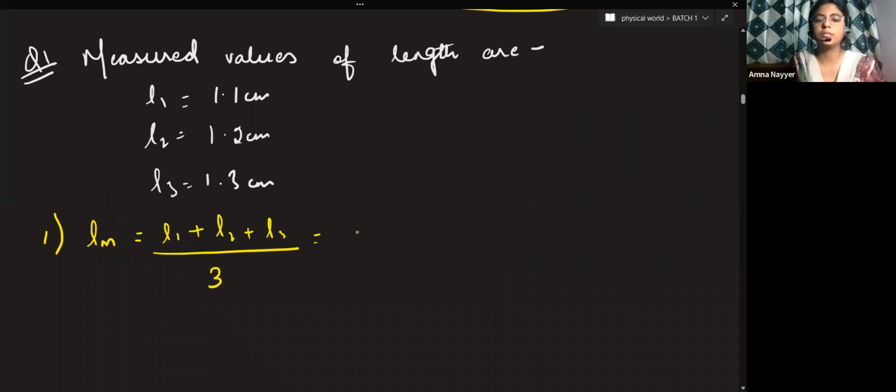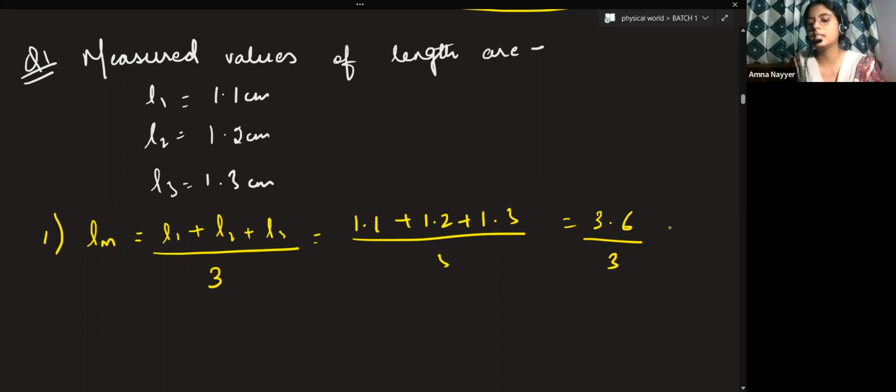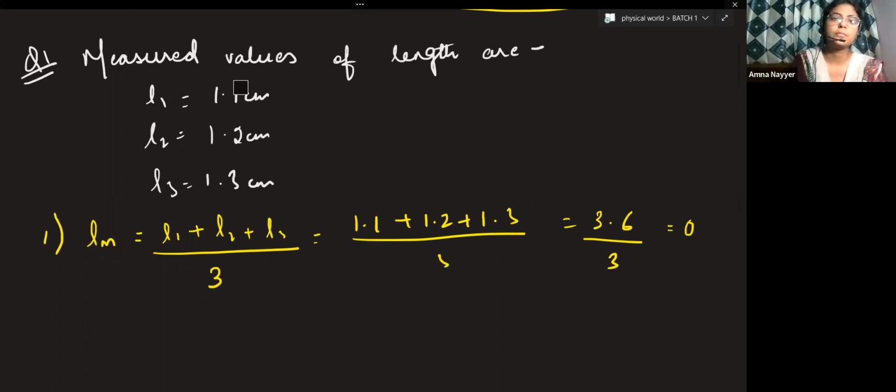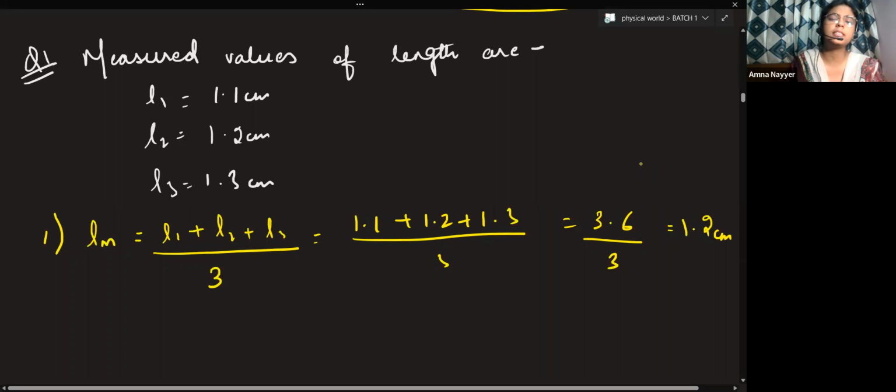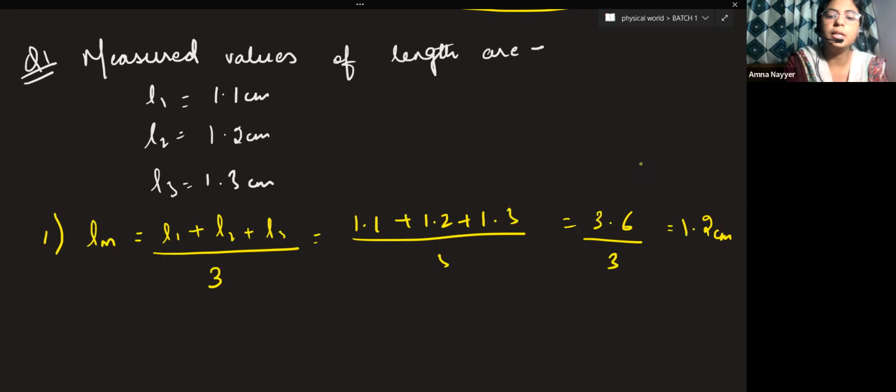So if you add all of them, this will be what? 1.1 plus 1.2 plus 1.3 divided by 3. So this is 5, 6, and this becomes 3. So it is 3.6 divided by 3. That gives you 1.2, and the unit will be centimeters, because all the lengths are given to you in terms of centimeter only. Fine, this is the true value.